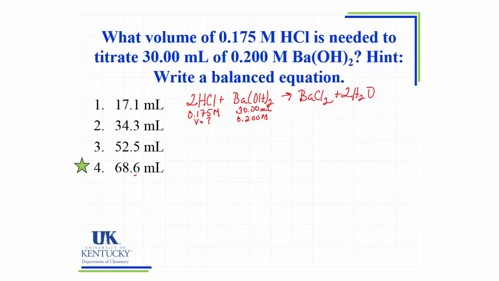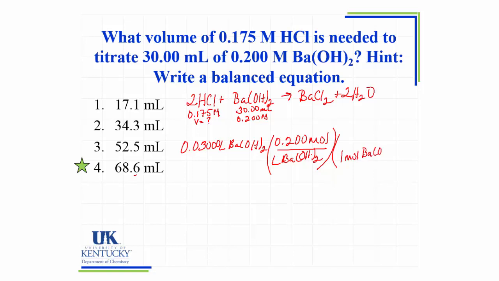So what I want to do is start with my 30 milliliters, which I'm going to go ahead and convert into liters of my Ba(OH)2. I'm going to use my molarity of 0.200 moles per liter of Ba(OH)2. Now I need to use my mole-to-mole ratio, and this is where the balanced chemical equation is so important because I no longer have a 1-to-1 ratio. I know that for every 1 mole of Ba(OH)2, I'm going to react with 2 moles of HCl.